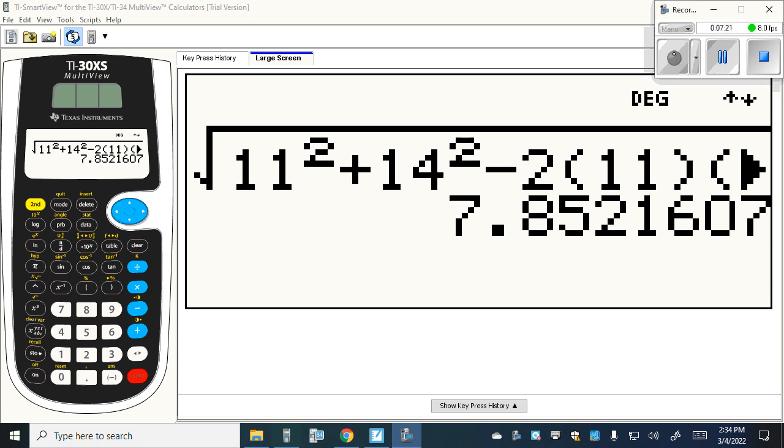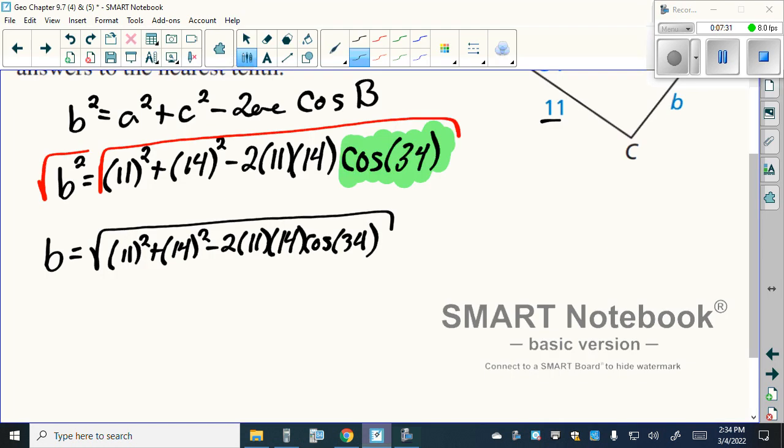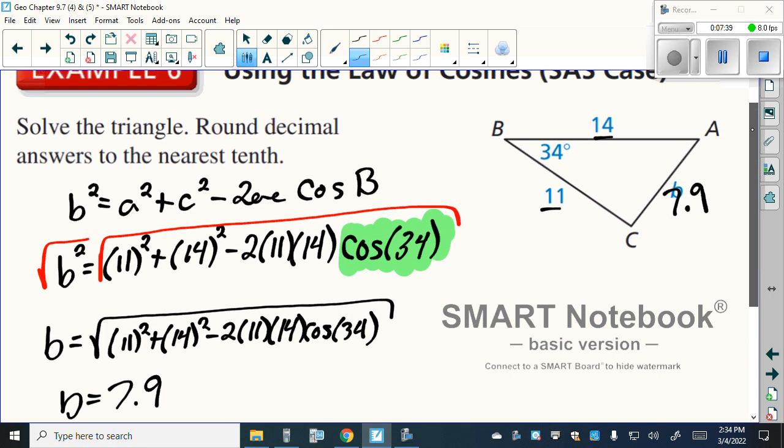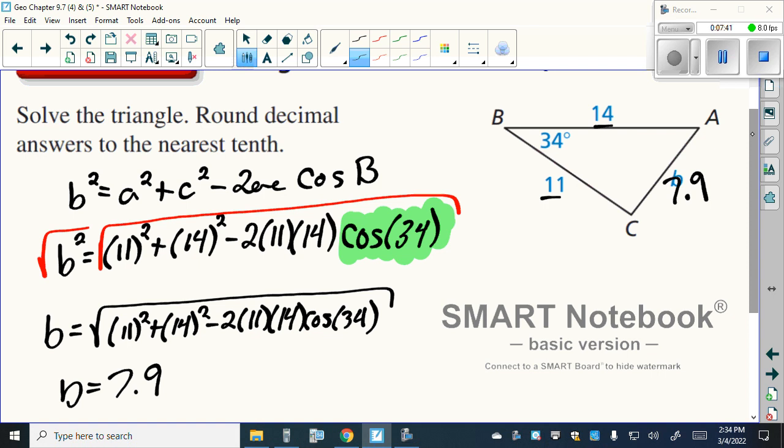So to finish this off, it would be 7.9, because we're going to round to the nearest tenth. So B is 7.9. Any questions on how we found the value B?